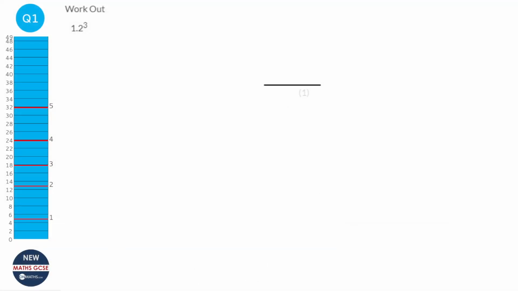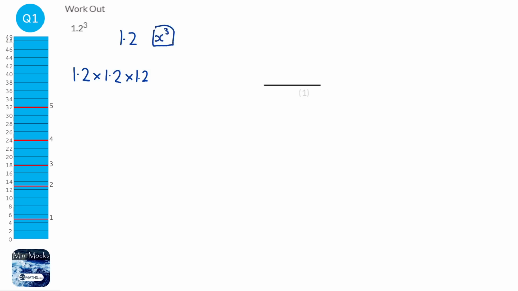So we can either use the calculator to work out what 1.2 cubed is, or we can do 1.2 times 1.2 times 1.2. Now if you want to use the calculator to go straight there, you're going to type in 1.2, and then normally there's a button that looks like this, X with a little 3, and that will give you the answer. Or if you're not sure how to do that, you can times it by itself 3 times and you get the answer 1.728.